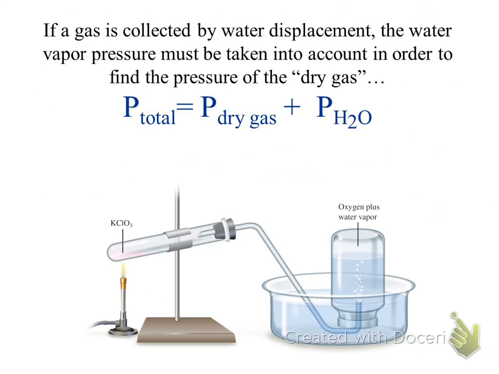Now, if we happen to collect any gas over water, we have to make sure that the vapor pressure of the water is also taken into account, just so that we can find what the pressure of the actual dry gas, the single gas that we're trying to collect, would be, as was shown to us by the diagram given below.